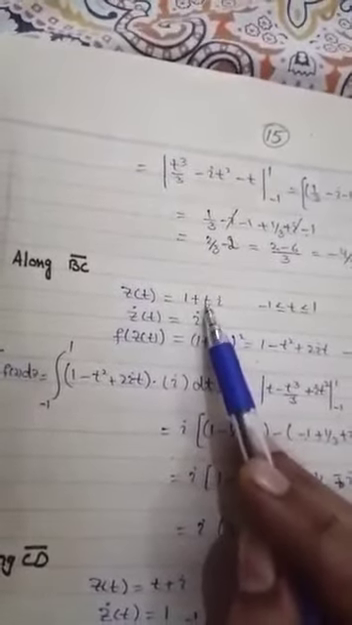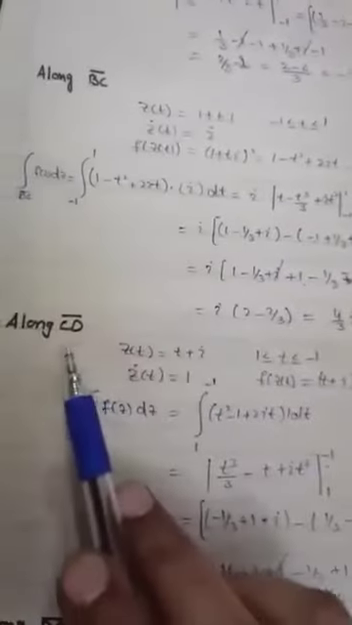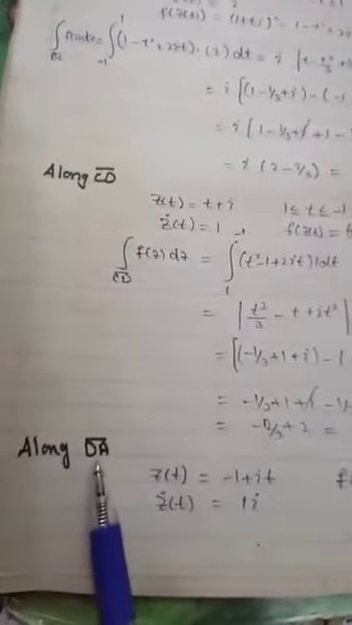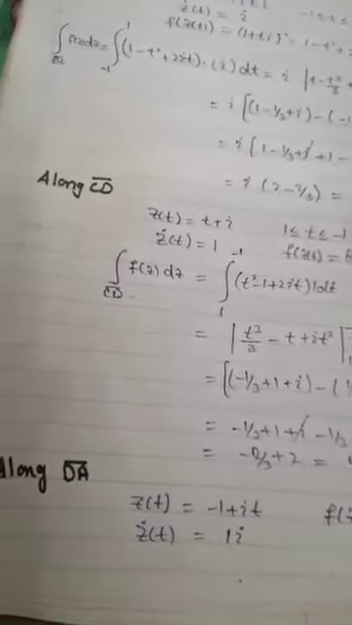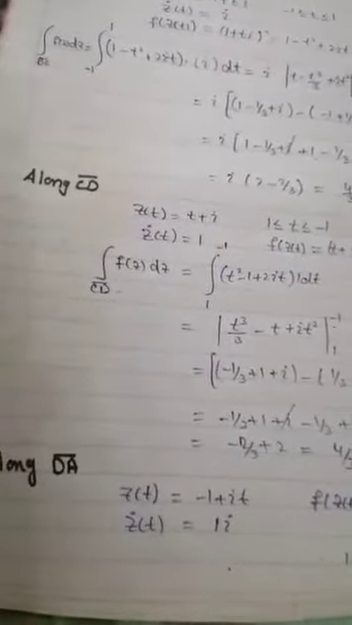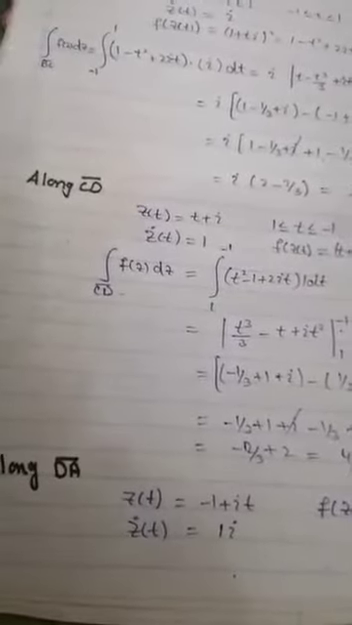So consider y is equal to t. This is the parametric representation, z(t). Similarly find the answer along that path, that is equal to 4/3 iota, then find along CD, then find along DA, and when you find the integration of the function along all the paths, then sum up all of these paths, then what is the result we see here.